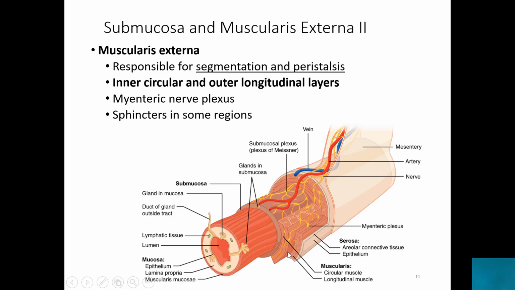When the inner circular layer contracts, it makes the tube narrow. And when the outer layer contracts, it makes the tube wider but shorter. Working together, they propel food through the tube. This layer, Muscularis Externa, is controlled by the myenteric nerve plexus, nerves right inside of the muscle tissue. In some regions of the gastrointestinal tract, Muscularis Externa forms sphincters that temporarily slow down or stop movement of the food through the tube.